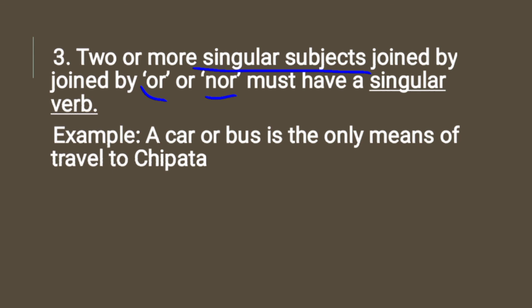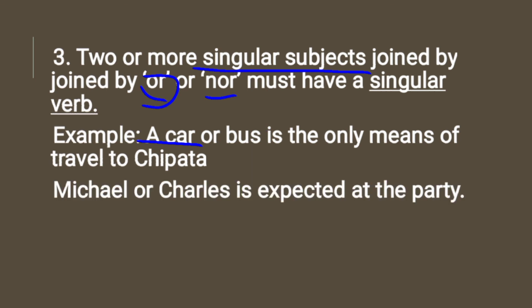So we have said two or more singular subjects. This is a singular subject. A car, a bus is also a singular subject. So we have two singular subjects joined by or here. So the rule says you must put a singular verb. So a car or bus is the only, not are the only means of travel to Chipata. Say a car or a bus is the only means of travel to Chipata.